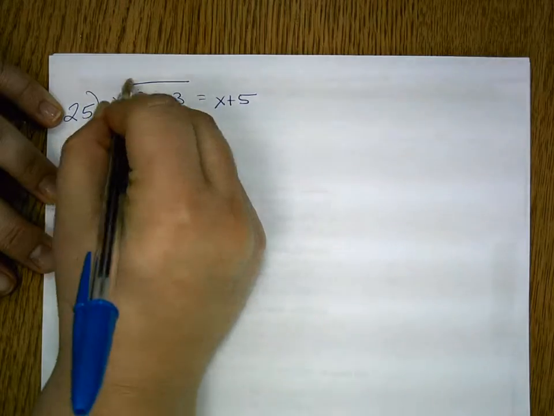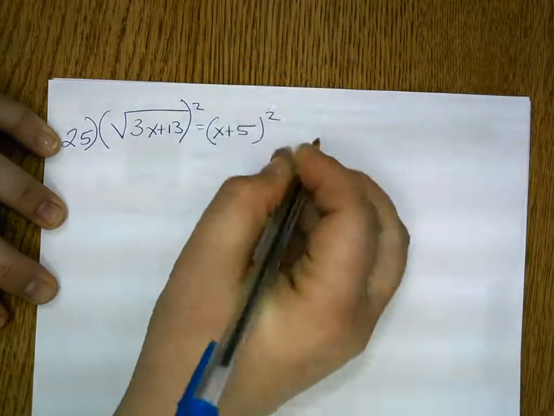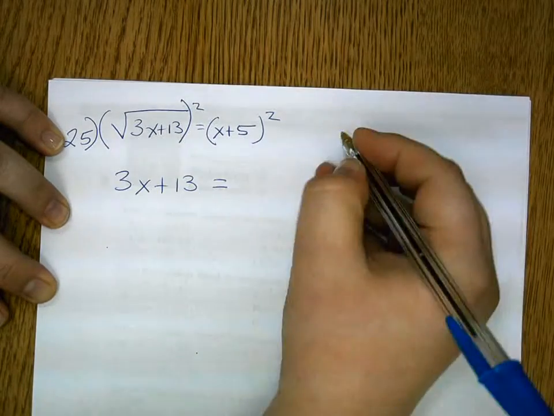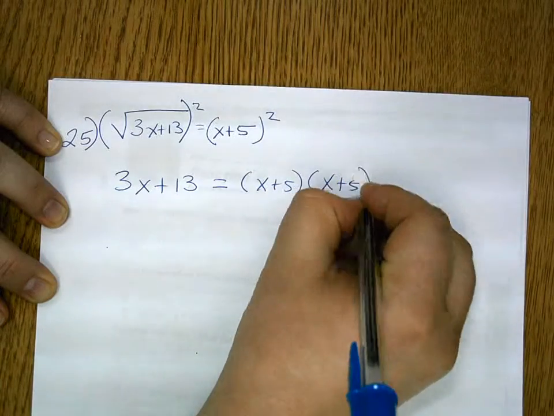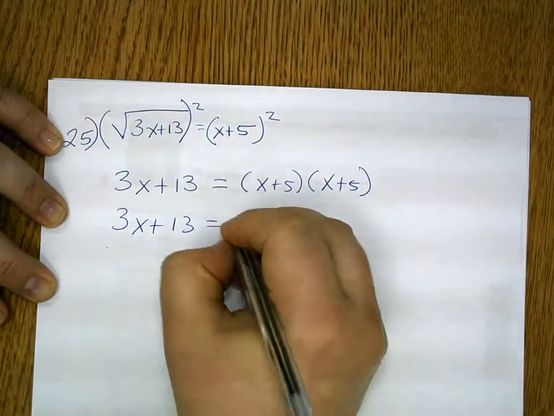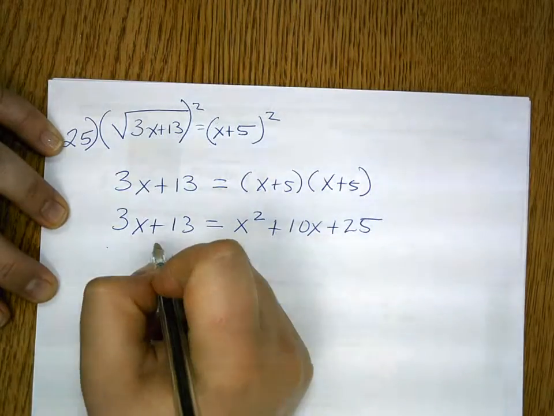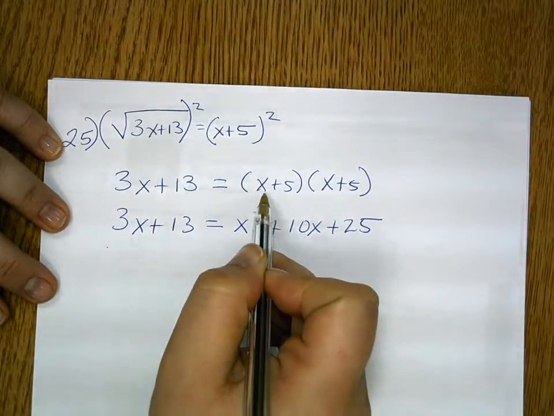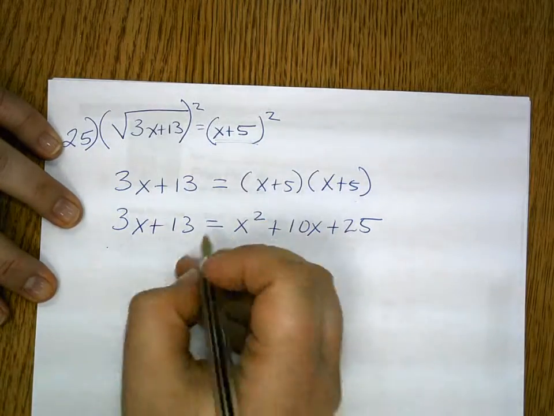Here, since this is the square root, I'm going to have to take both sides to the 2nd power. So one side, 3x plus 13. Now this actually means x plus 5 times x plus 5. So we're going to have to double distribute, and you get x squared plus 10x plus 25. This is a common mistake that students make by not squaring this binomial correctly.